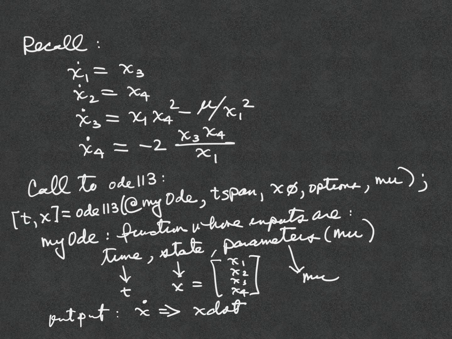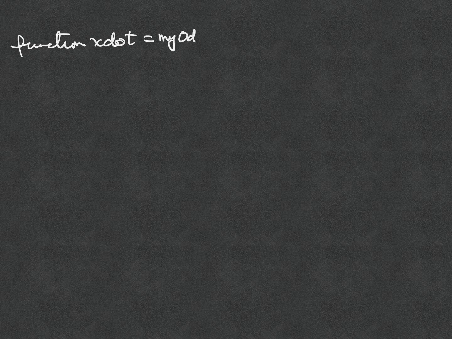It's a variable name. You can't use x dot. You can't have math in MATLAB, so you've got to use a variable name. So we're going to include that as part of this. So here's what this function looks like. Function x dot equals my ODE Tx mu. Now, let's start. Notice that even though there is no time dependence in these differential equations, I still need to have that input t.